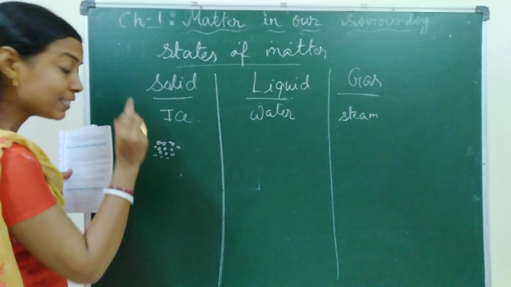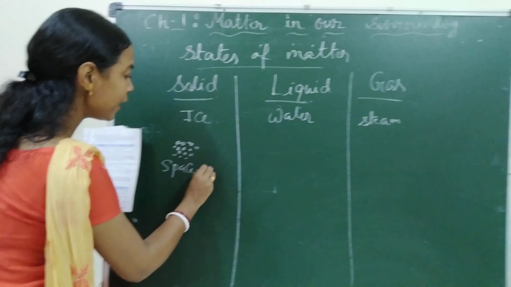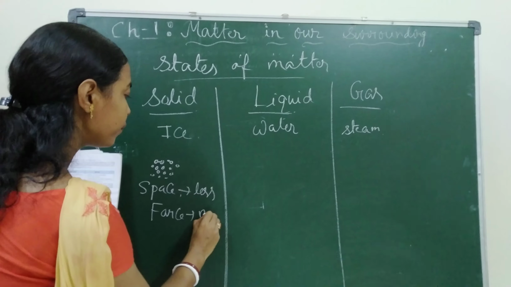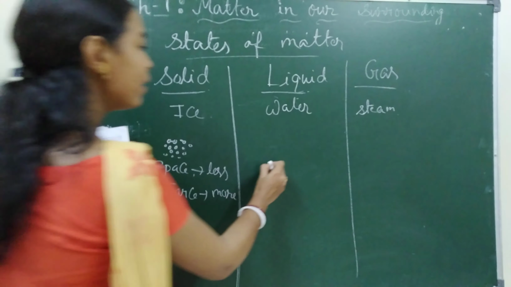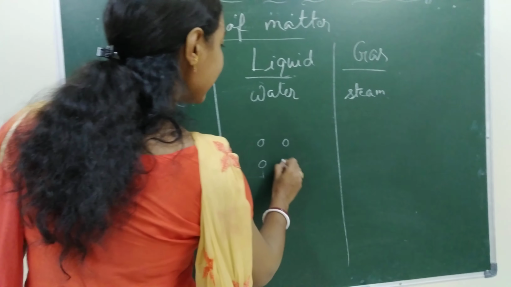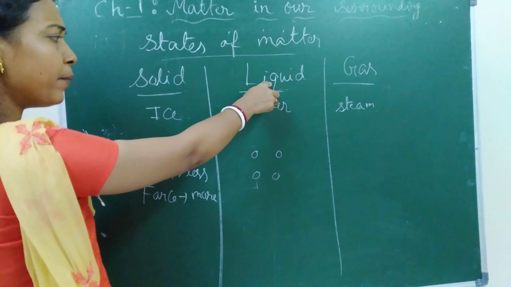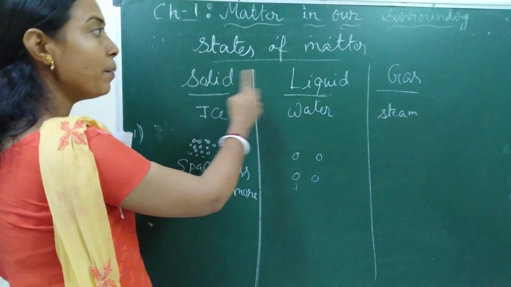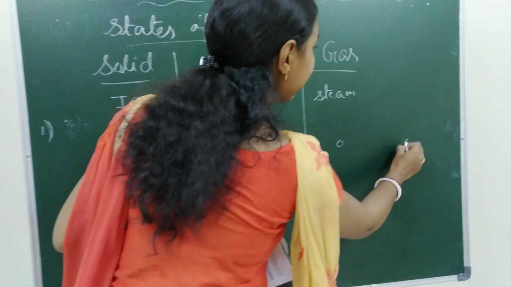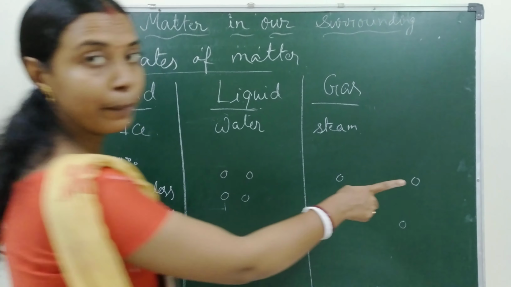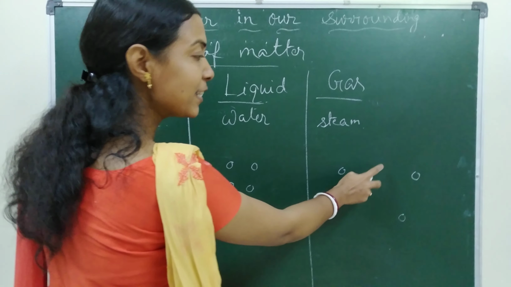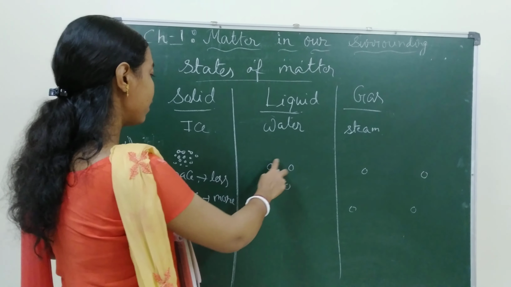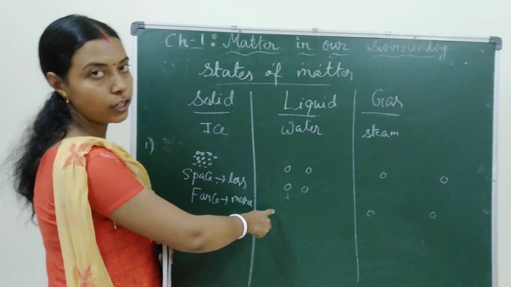Space very less, so force more. In liquid, the space between the particles is more compared to solid, but less than gas. In gaseous particles, the space between the particles is maximum. If space is maximum, then force is less. And for liquid, space is medium, so force is also medium.